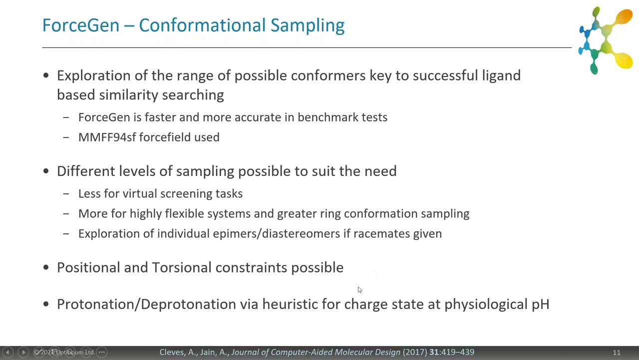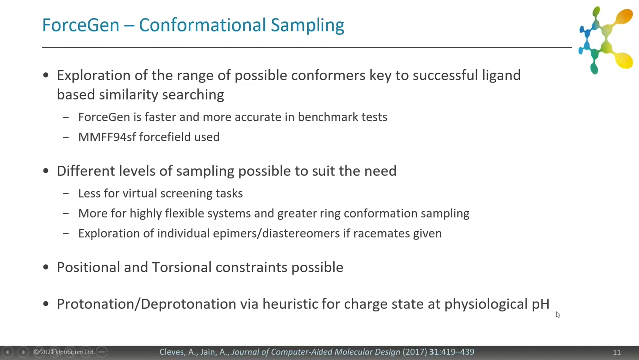Also within the sampling, we do have the ability to put positional and torsional constraints. If there are areas, perhaps a side chain that you know is going to go into solvent, it doesn't really make much sense to explore all of the conformational freedom of that side chain. Therefore, you can constrain it and limit the conformational exploration to the areas that you consider to be important.